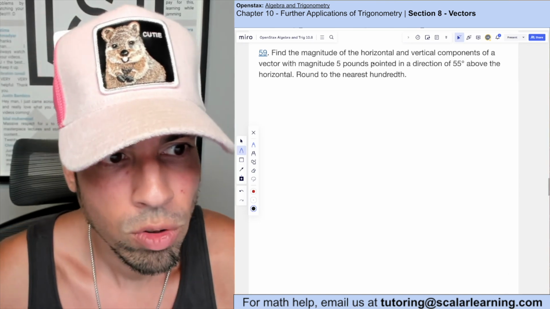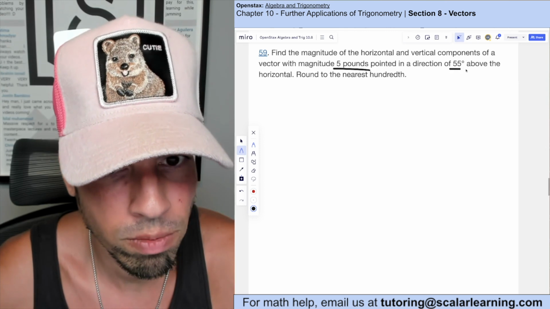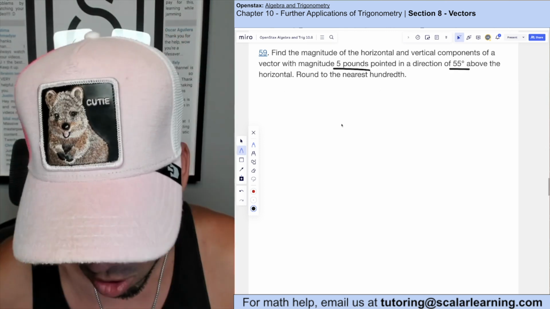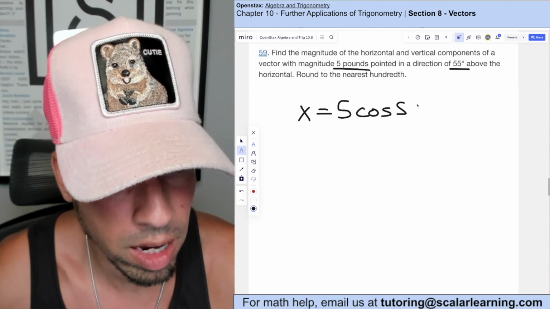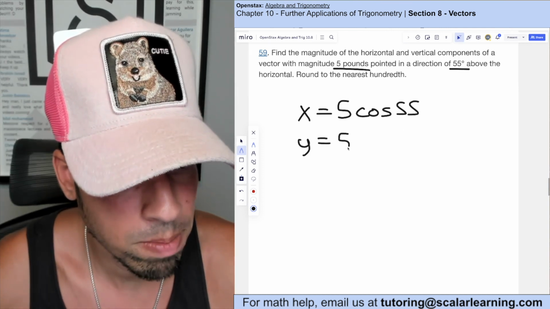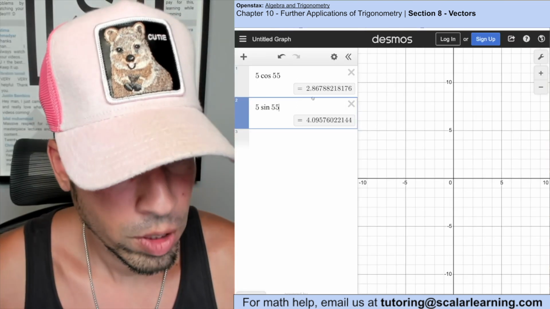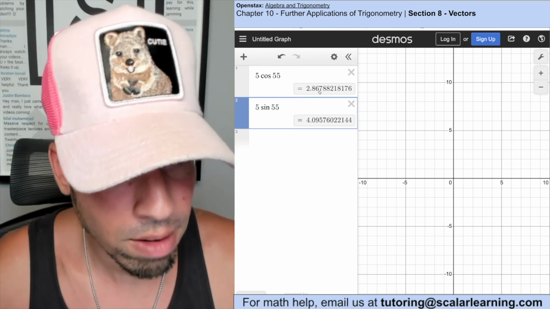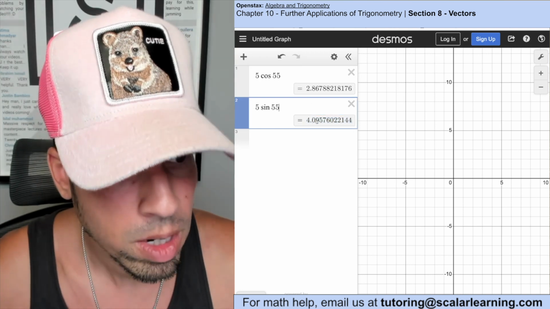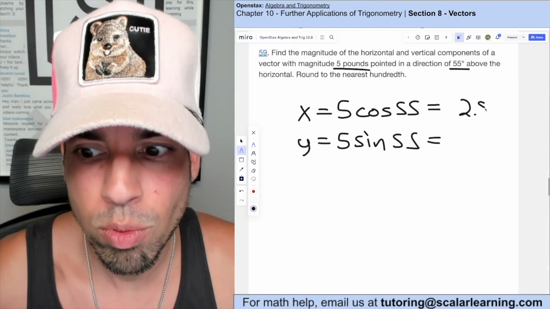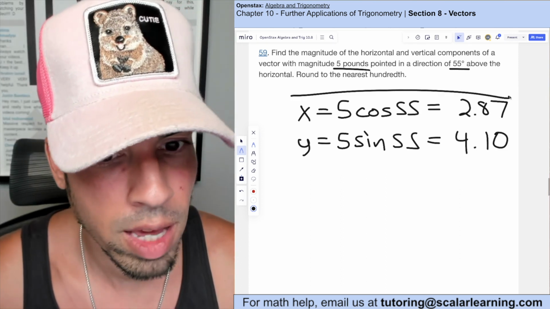Done. Find the magnitude of the horizontal and vertical components of a vector with magnitude 5 pounds pointed in a direction of 55 degrees above the horizontal, round to the nearest hundredth. The x component is going to be the magnitude times cosine of that angle, and the y piece is going to be the magnitude times sine of that same angle. Let's check that now in Desmos for both of these. For cosine, it's going to be 2.87 to the nearest hundredth. This one's going to be 4.10, rounded to the nearest hundredth. So we got 2.87 and 4.10. That's how you do it.